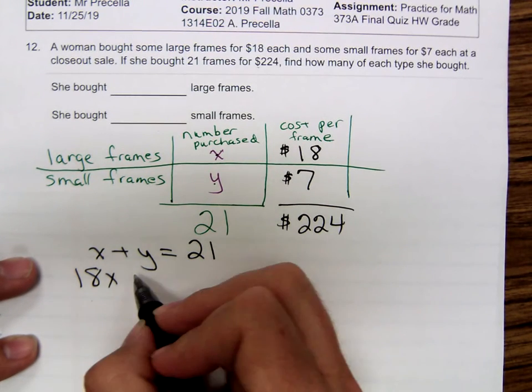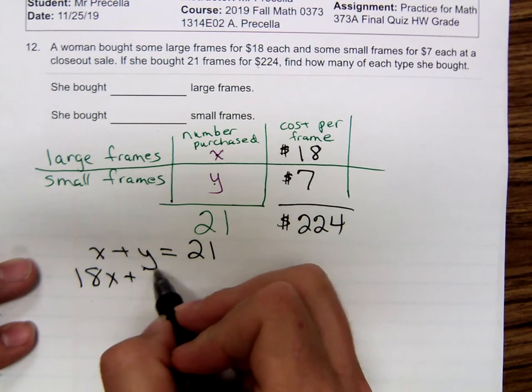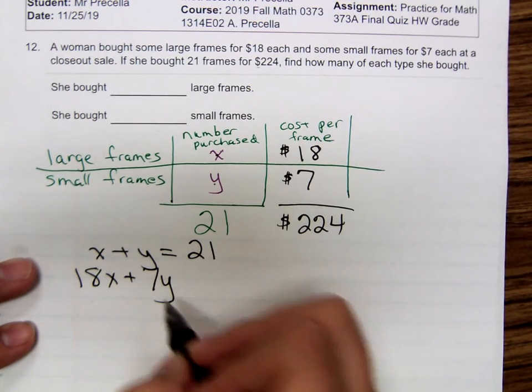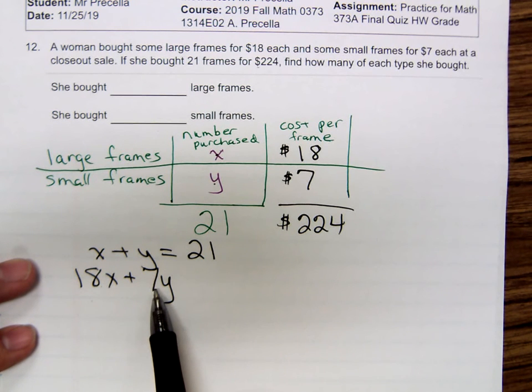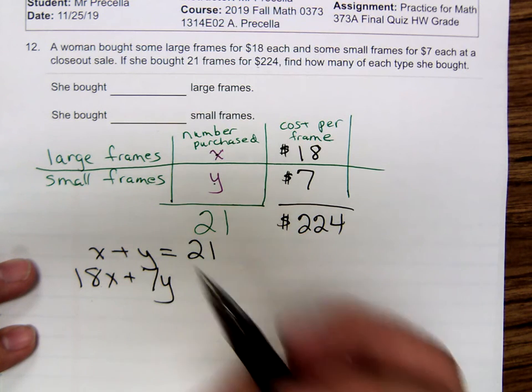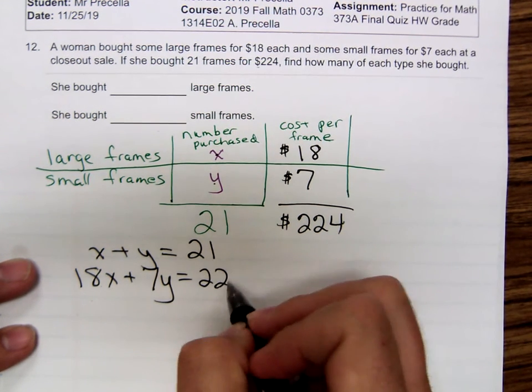How much money did she spend buying the small frames? $7 per frame times the number of frames. So $18X were spent buying large frames. $7Y were spent buying the small frames. Added together, that had better give me 224. 224, I agree.